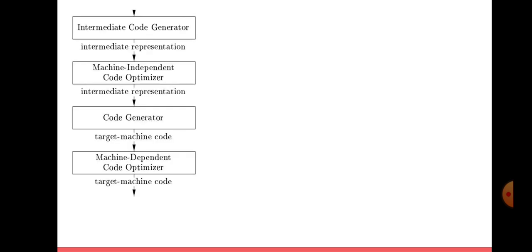Next one is intermediate code generator. It generates the intermediate code, which is a form that can be readily executed by a machine. We have many popular intermediate codes. For example, we can say 3 address codes.